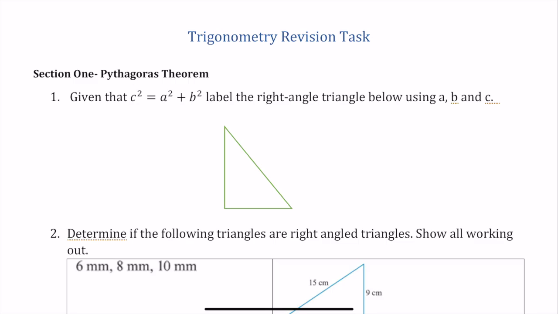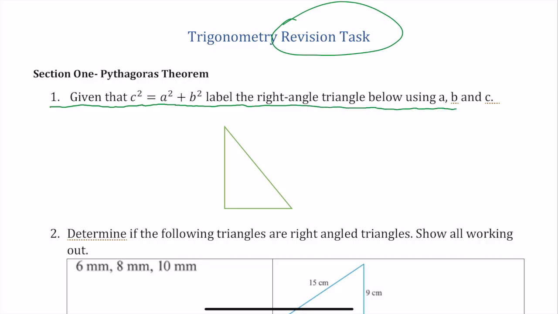Let's look at the revision task. 1. Given that c squared equals a squared plus b squared, label the right-angled triangle below using A, B, C. First, I would like to go with the C because that's the longest side of the triangle, which is the hypotenuse. Then you can put A here and B here. Also, if you want to swap the positions, that is fine.